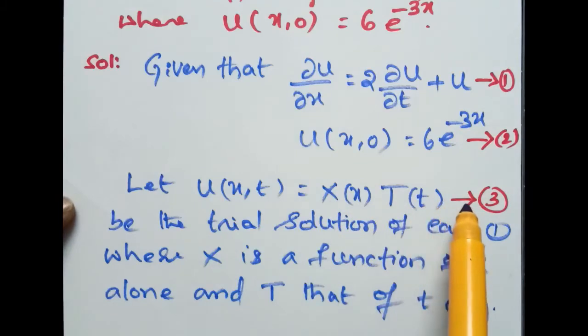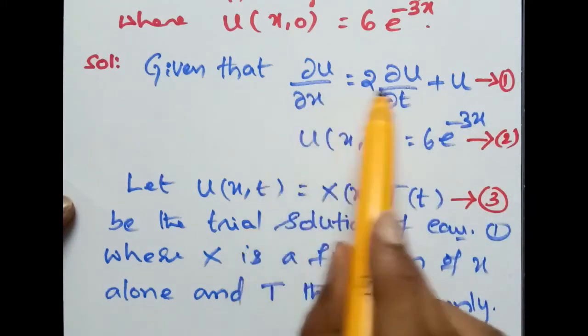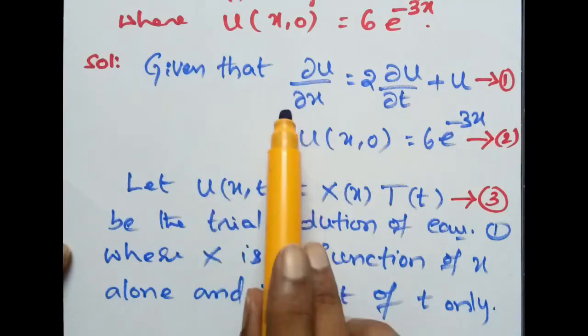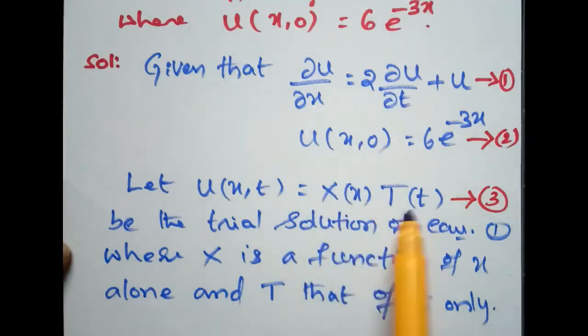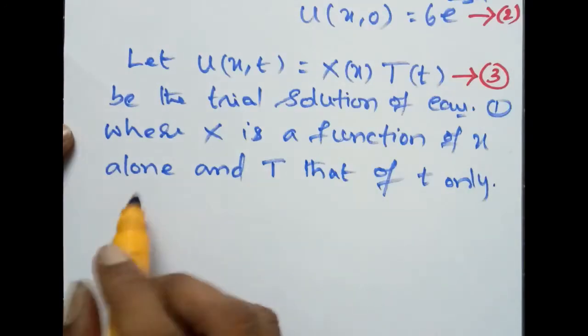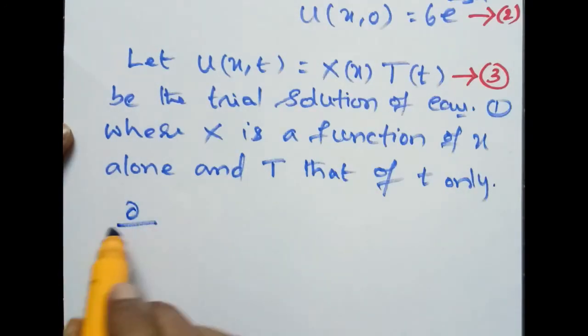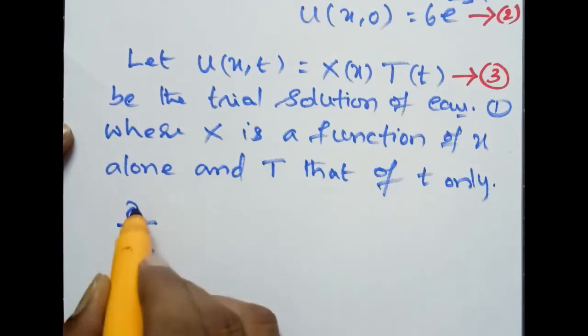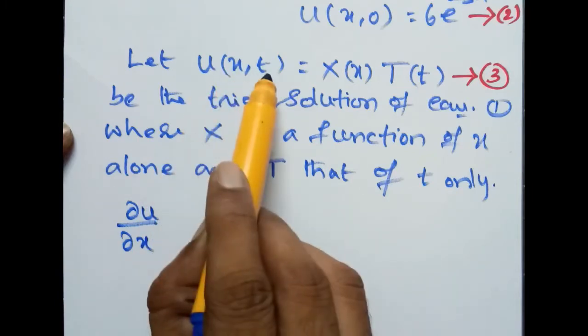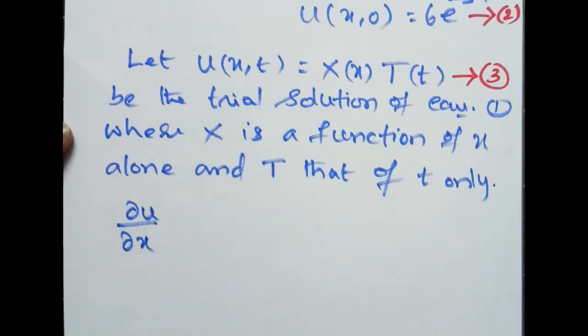Now substituting equation 3 in equation 1. Before that, partially differentiating u with respect to x. Now partially differentiating equation 3 with respect to x, we will get ∂u/∂x. For simplicity, we are avoiding writing x comma t. You understood that u is a function of two independent variables x and t.